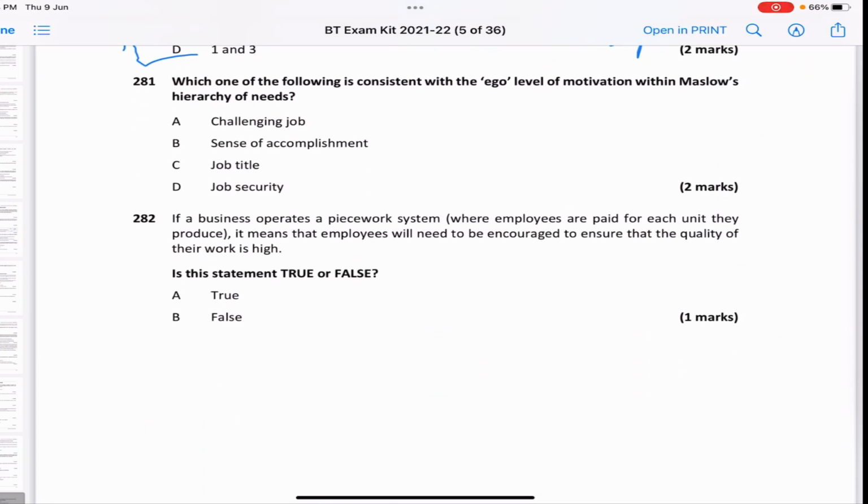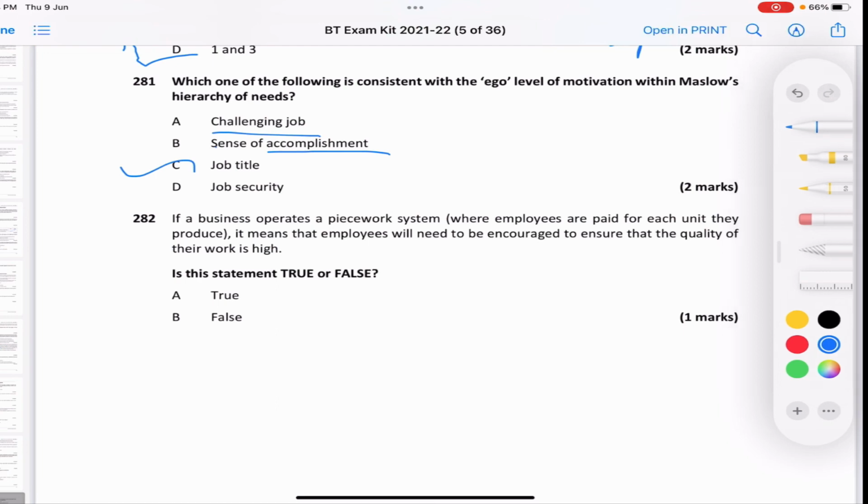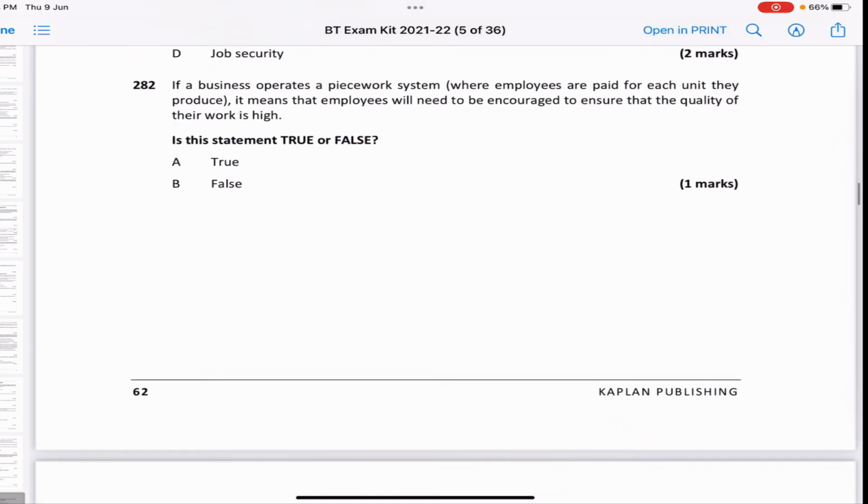Which one of the following is consistent with the ego level? Ego. So what is related to ego? So it is C. You know that a job title would be related to ego. However, sense of accomplishment and challenging job would be related to self-fulfillment, and job security is the basic needs security.